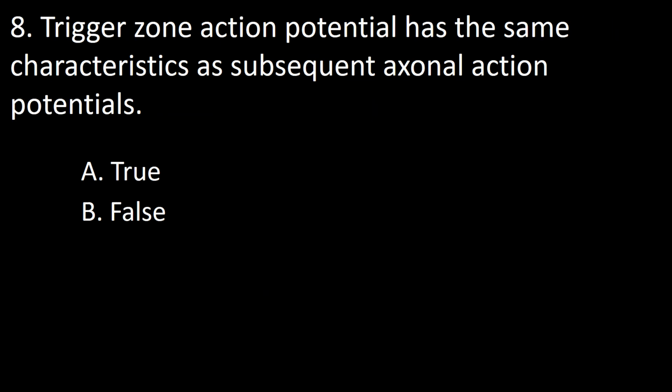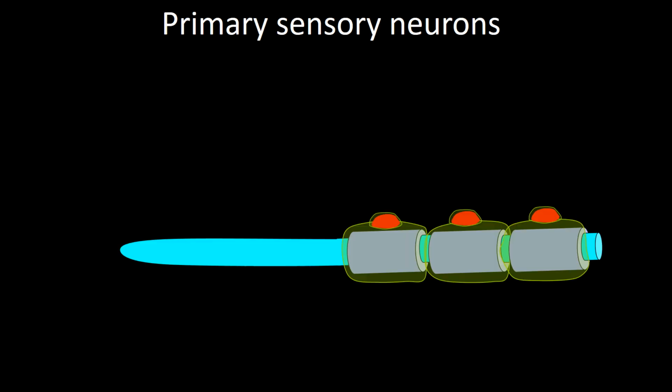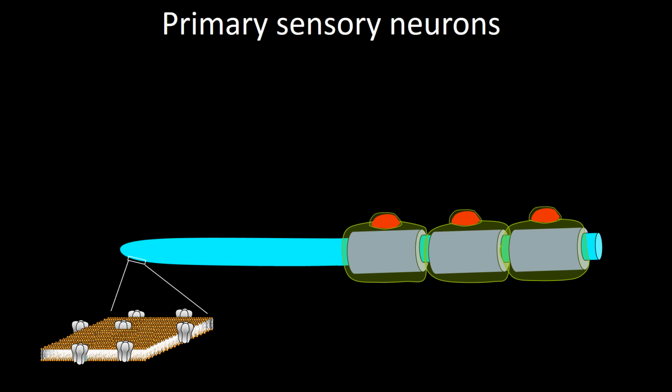Next question. Trigger zone action potential has the same characteristics as subsequent axonal action potentials. A, true. B, false. This figure represents the end of an axon of a thinly myelinated sensory fiber with an unmyelinated tip. The white rectangle introduced corresponds to a patch of receptor membrane of the free nerve ending.